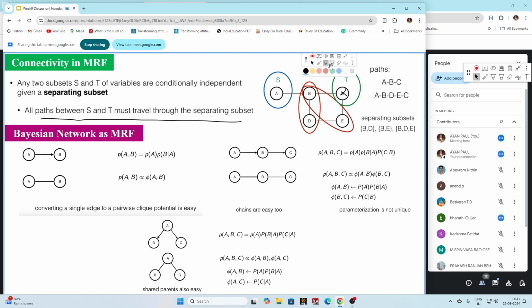Yes, sir. But if we are blocking A, C, and D, then we can't go to E, right? No, you can't go to E. A and E are independent, but A and B are dependent, right? If you cannot travel from A to E, then A and E are independent. A to B is dependent in this case, because you can travel, but A to E is independent.